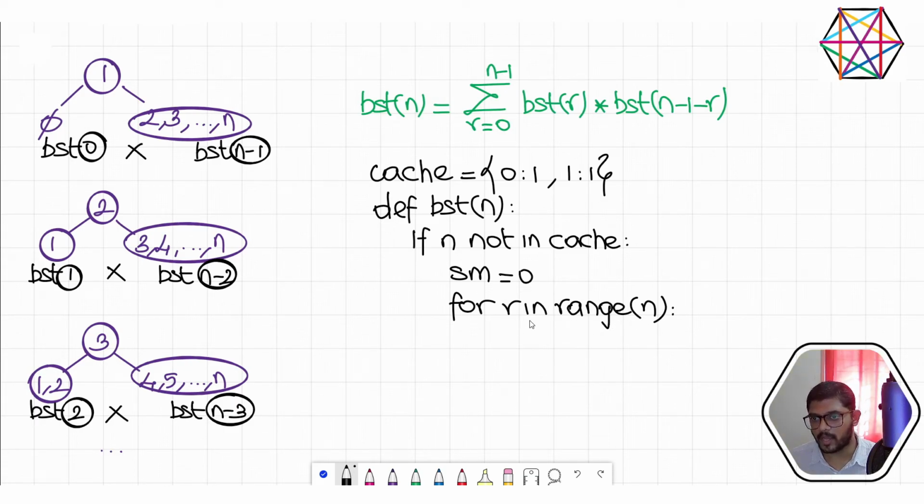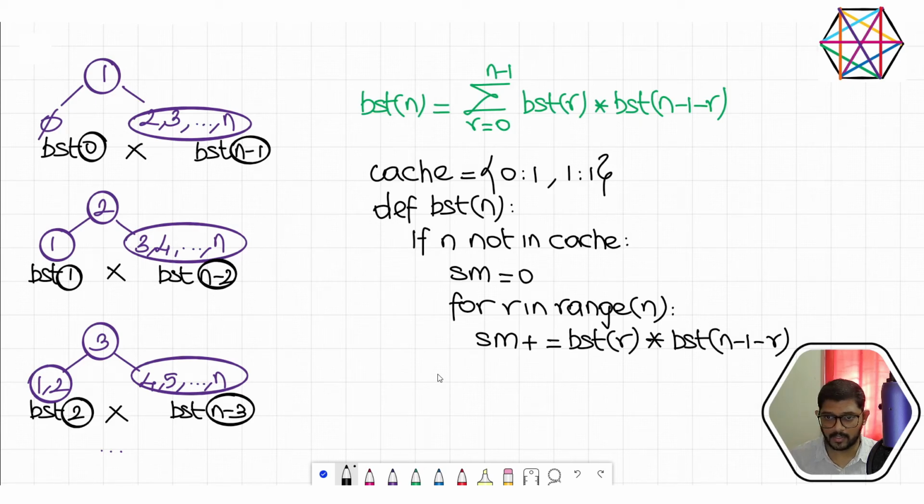So for r in the range of n, what are we going to do? We are going to add sum is equal to sum plus BST of r times BST of n minus 1 minus r. And then we are not going to return yet. We're going to cache it, like I told you. Then cache of n is the value of the sum. And finally, we are going to return cache of n.